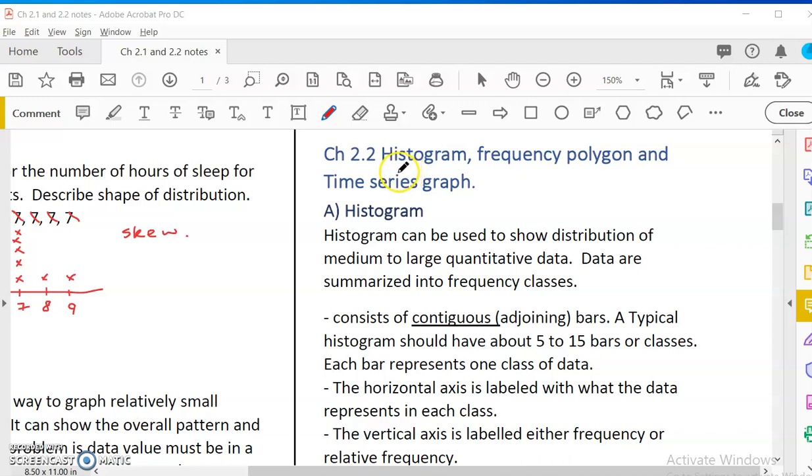If data are collected over time, we can graph it according to time. So we're going to skip over it. So we concentrate on graphing data by looking at its distribution.